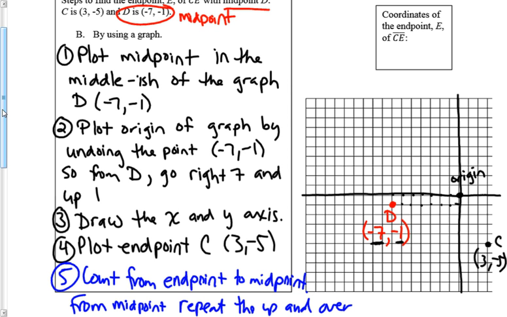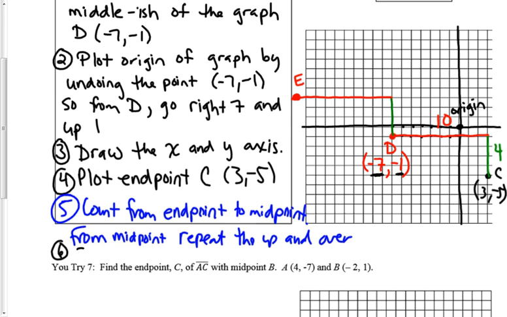So from C, I'm going to count up 4, and I'm going to count over 10. From D, which is the middle, I'm going to repeat that. So I'm going to count up 4 again, and I'm going to count over 10. And I went off my grid by 1, which is okay. I can adjust for that. I'm going to go ahead and label that as E. That is my endpoint. And now from the origin, I need to label this point.